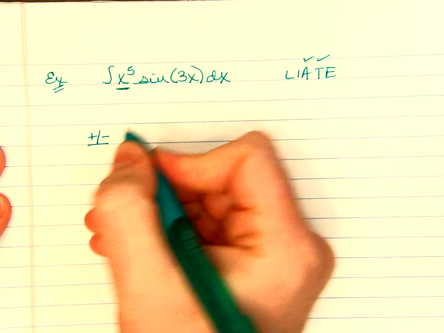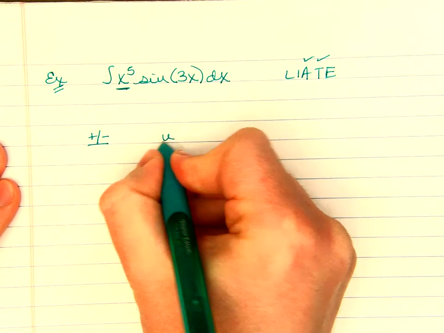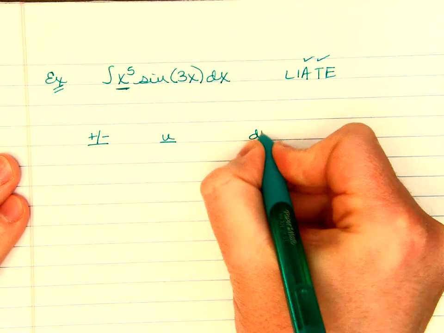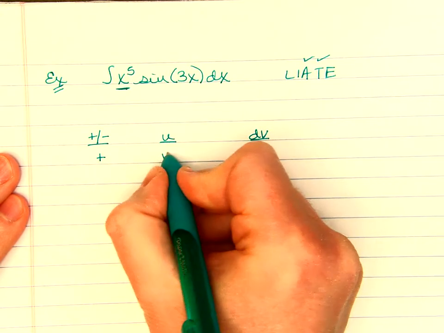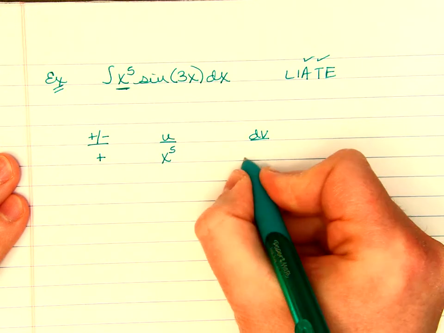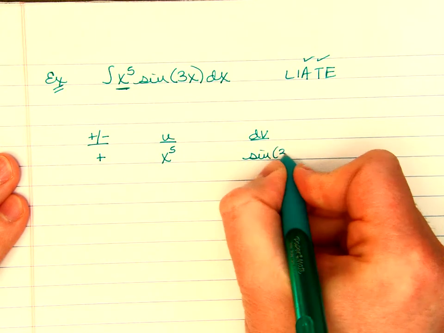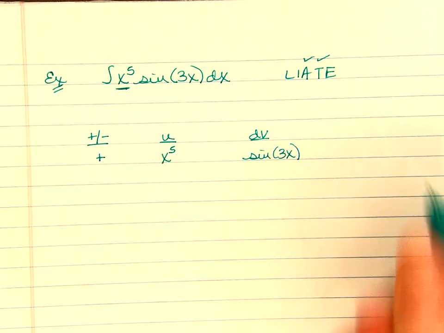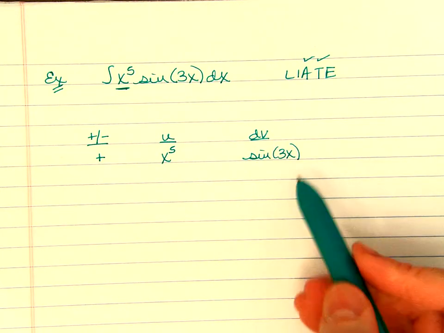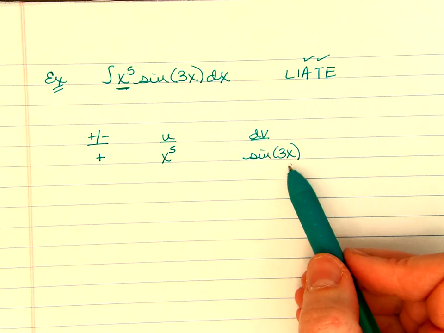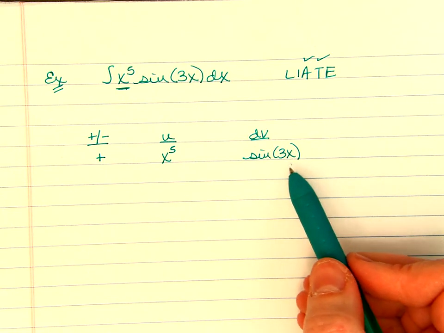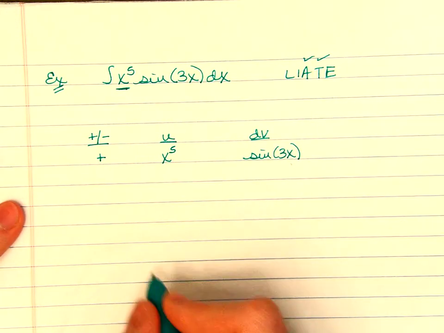So I'm going to set up my chart, plus or minus, my u, my dv. Plus, my first u is going to be x to the 5th. My first dv is the sine of 3x. Integrating this will require a u substitution. I'm not going to go through all that work. I'm just going to stick a 1/3 out front before each of these integrals as I do it.